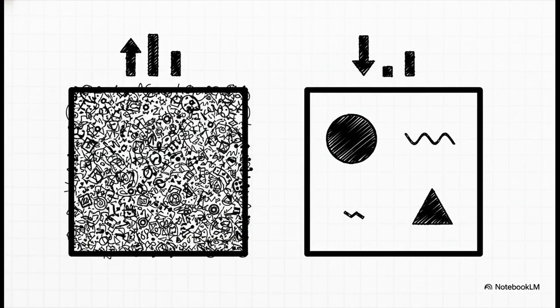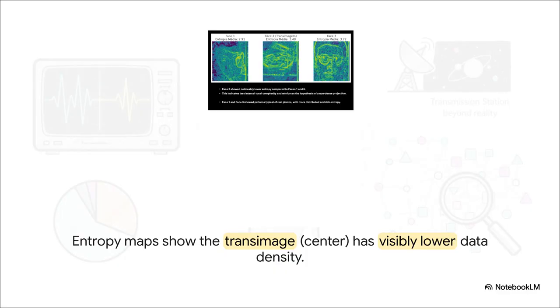This leads us to the next test, which measures something called local entropy. The easiest way to think about entropy is as a measure of data complexity, or how much information is packed into an image. A really detailed, textured picture has high entropy, while a smooth, uniform one has low entropy. And wow, this visual really illustrates the difference perfectly. These are the entropy maps for all three faces. The brighter the area, the higher the data complexity.